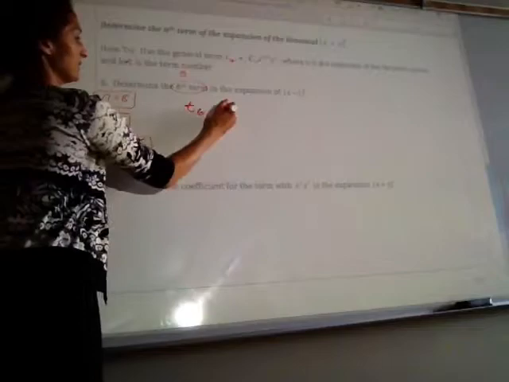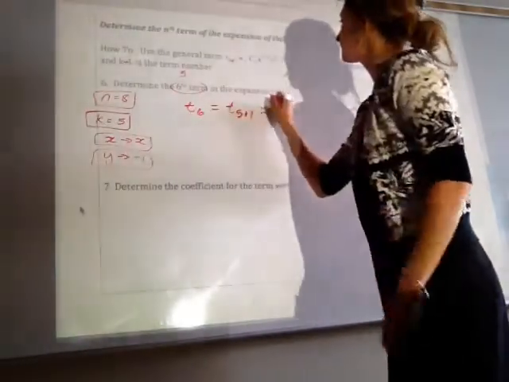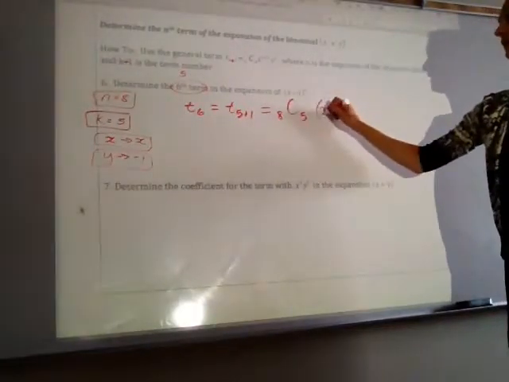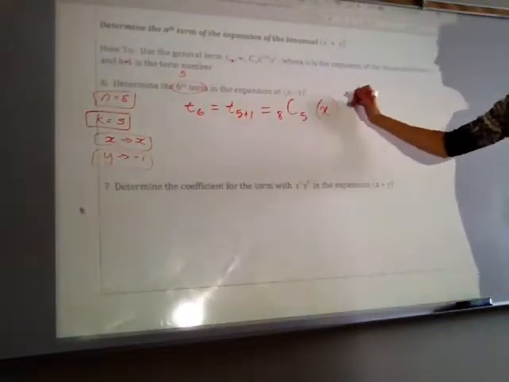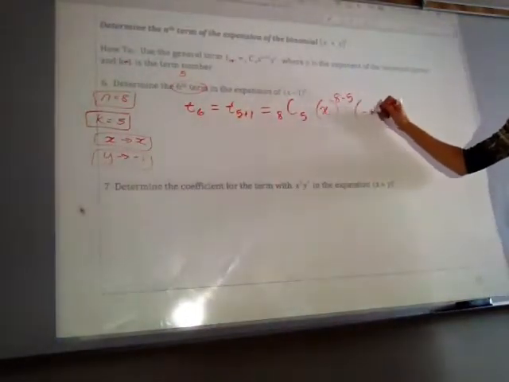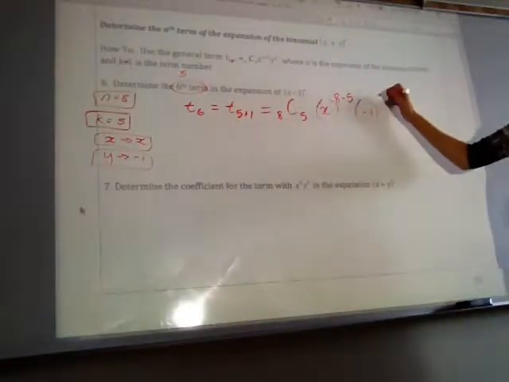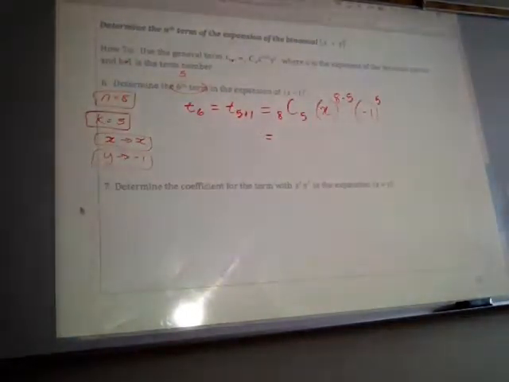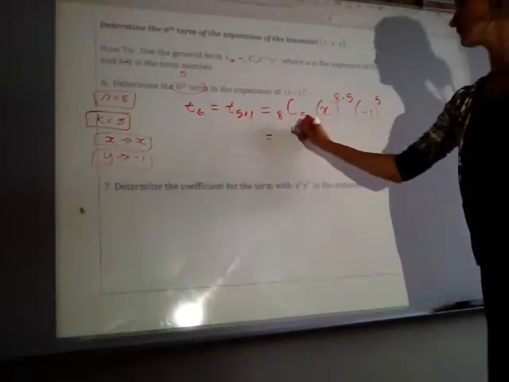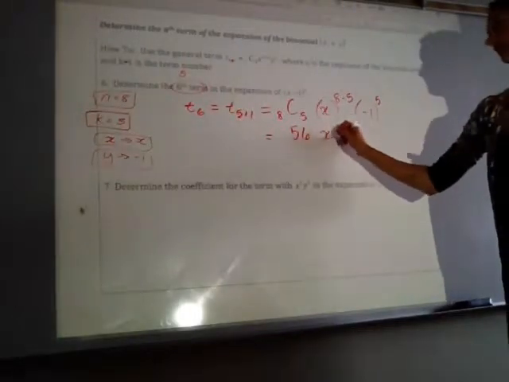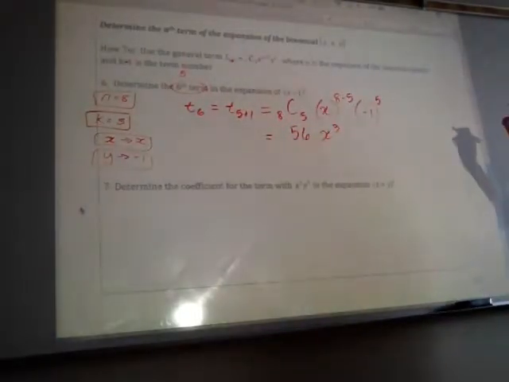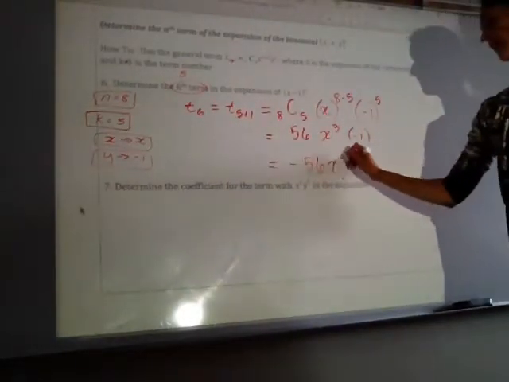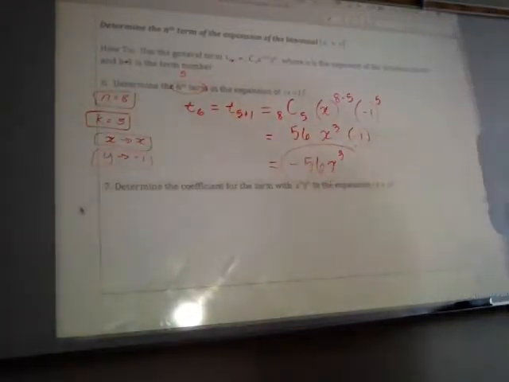So if we're asked to find t6, that's actually t5 plus 1. And that will equal 8 choose k, which is 5. Our x stays as x to the power of n minus k, so 8 minus 5. Our y was a negative 1 to the power of k, which is 5. And then we just have to evaluate. So 8 choose 5 is 56. Okay, and then we have x to the power of 3 and negative 1 to an odd exponent ends up being negative. So as a result, we have negative 56 x cubed is our sixth term.